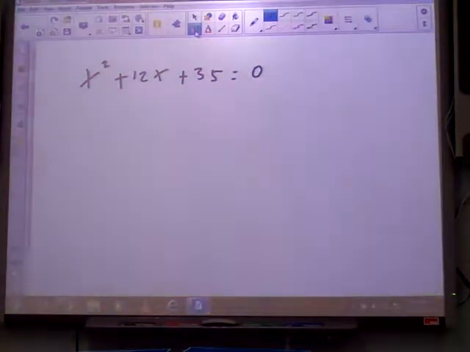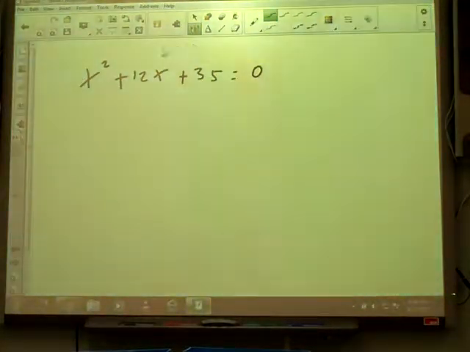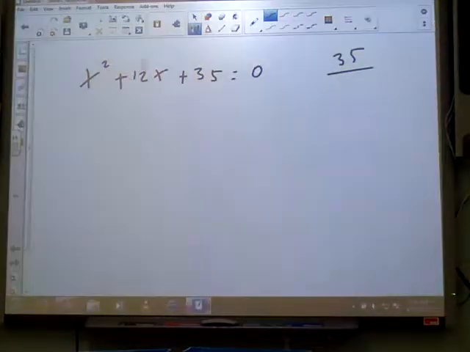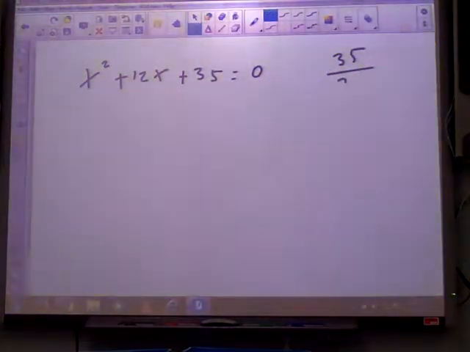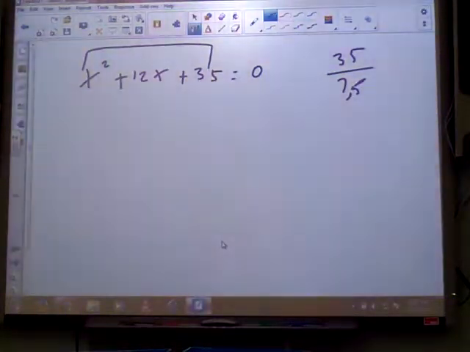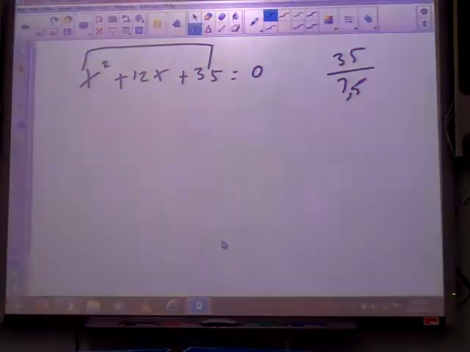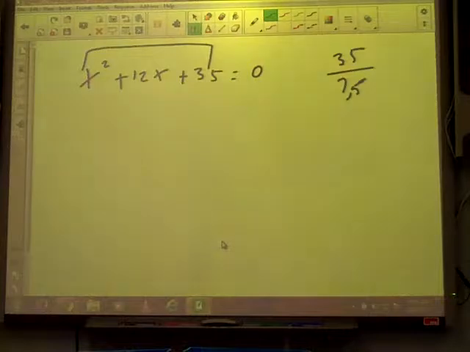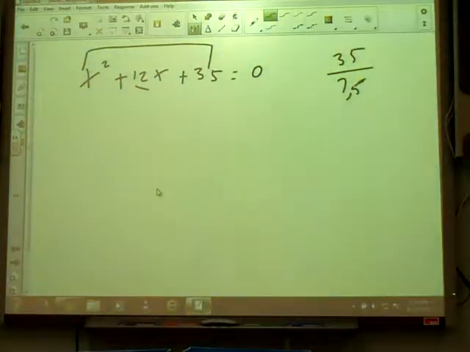All right, what did you get for your A times C? 35. I need the factors of 35 that add to 12. 7 and 5. 7 and 5. I did 1 times 35, A times C. Well, we did that on the last two. Okay, so I needed the factors of 35 that added to my B, which was 12. So Stephen had those 7 and 5.